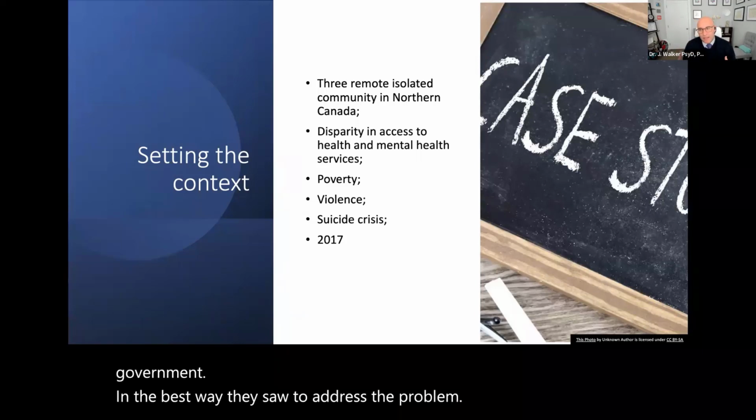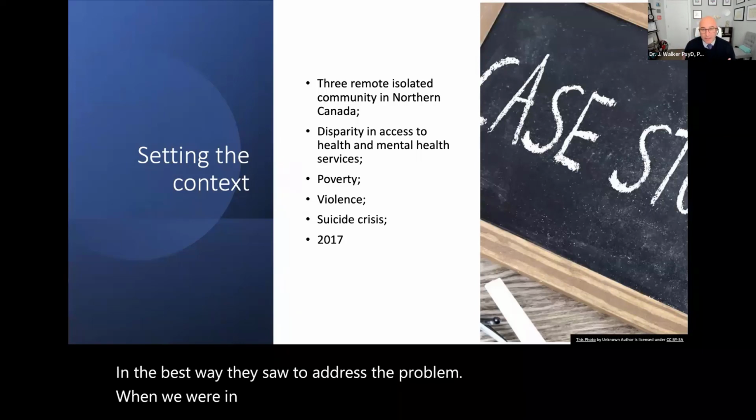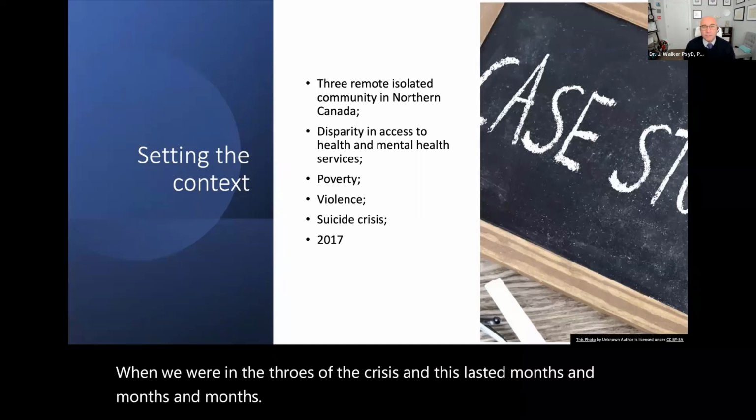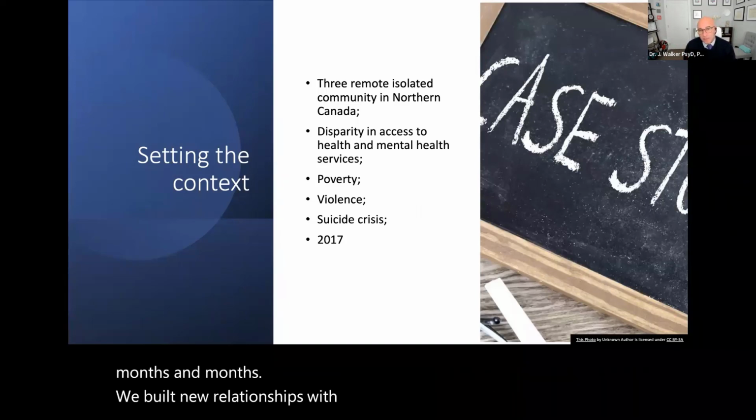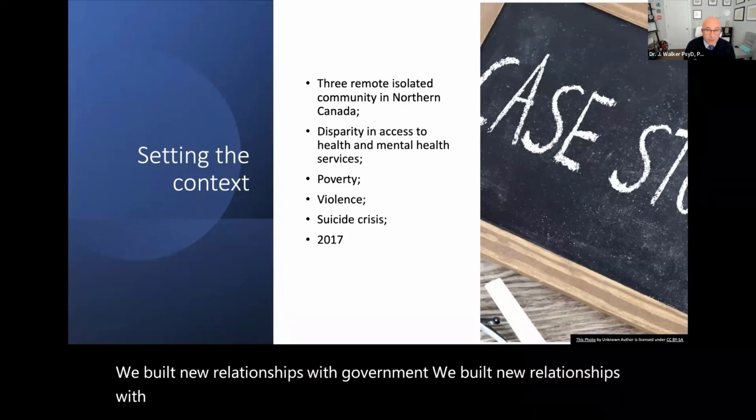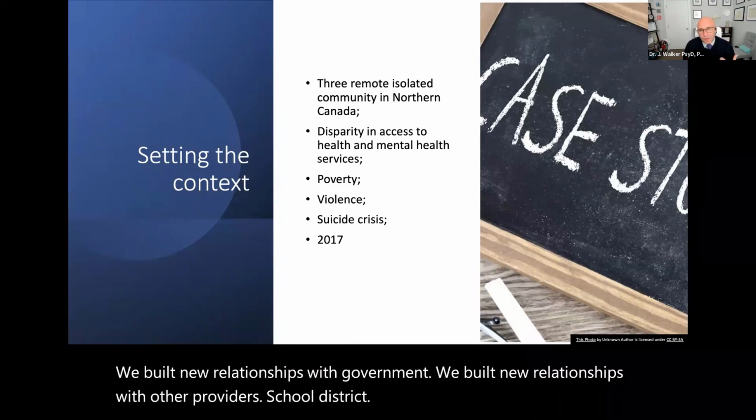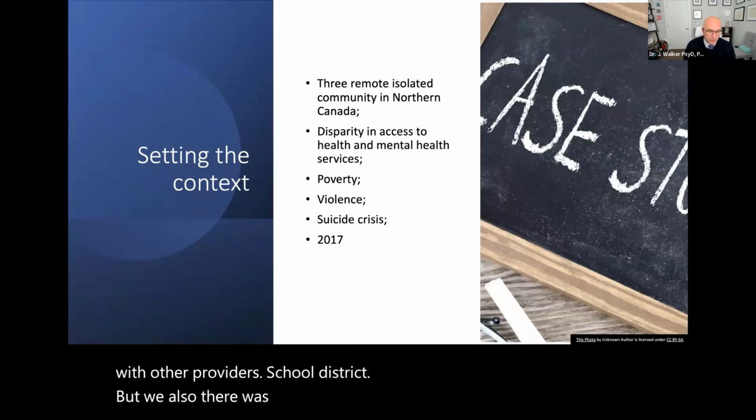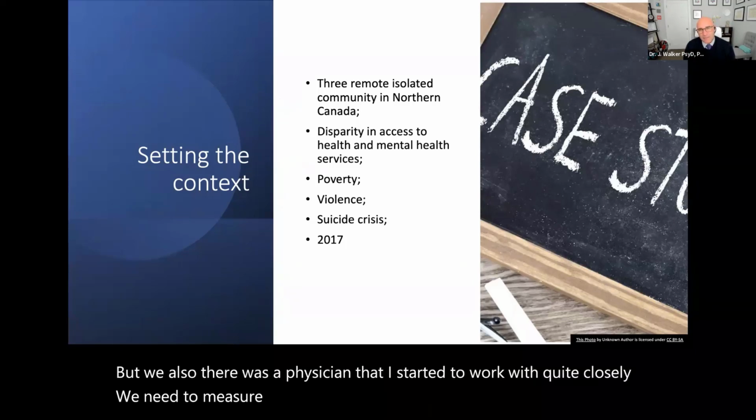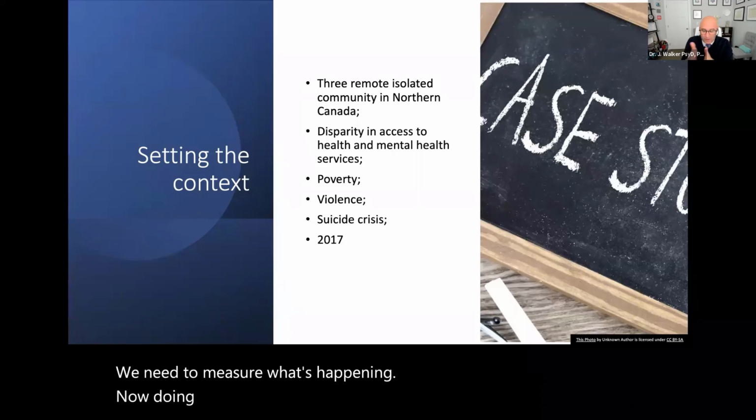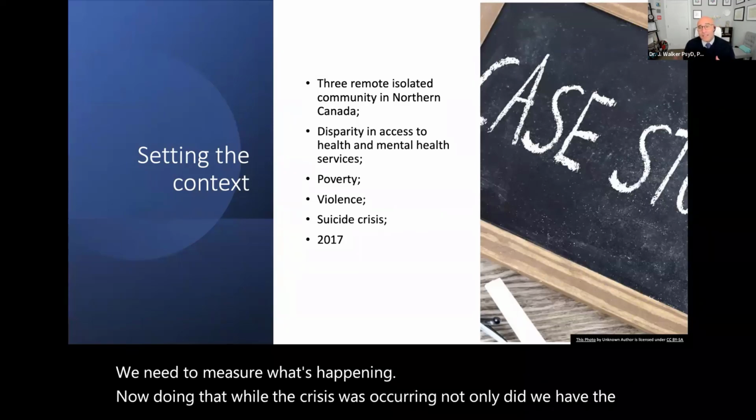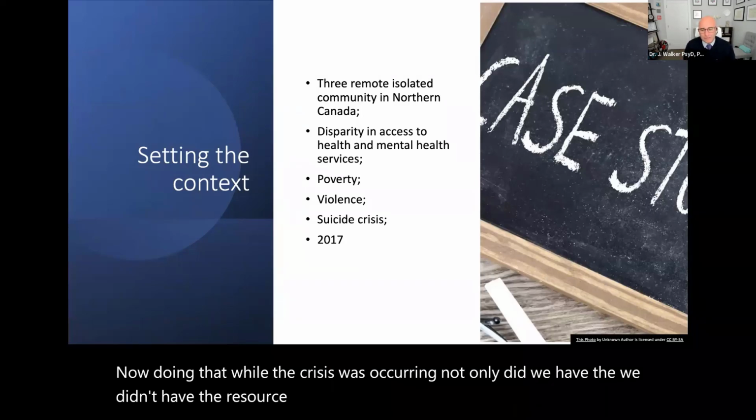When we were in the throes of the crisis, and this lasted months and months and months, we built new relationships with government. We built new relationships with other providers, school district. But there was also a physician that I started to work with quite closely. We need to measure what's happening. Now, doing that while the crisis was occurring, not only did we not have the resource, it was not exactly ethical, right?